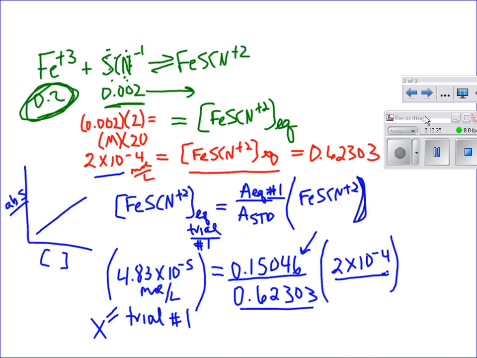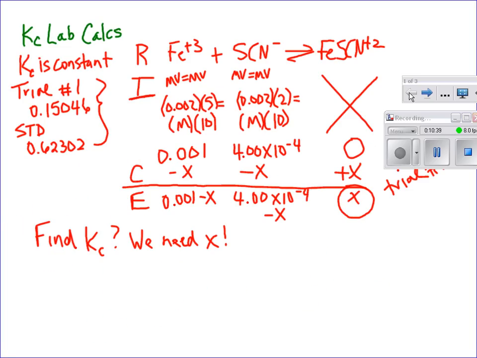So now I'm going to go back to my table now that I know what x is, and I'm going to plug that x into every spot. Remember, X is 4.83 times 10 to the negative fifth. And this is 4.83 times 10 to the negative fifth. So now I can do all my calcs. I'll just go ahead and write it in blue.